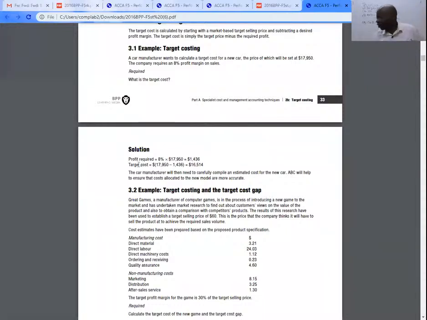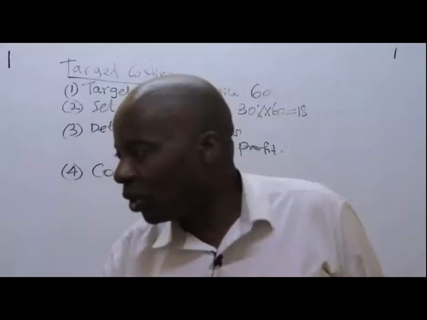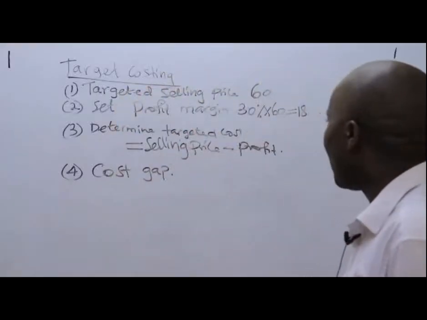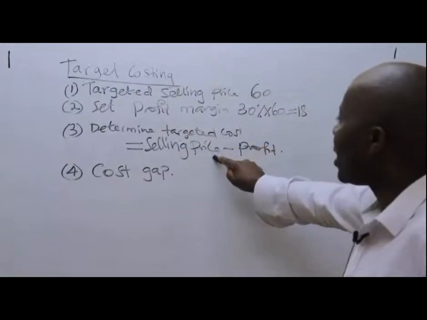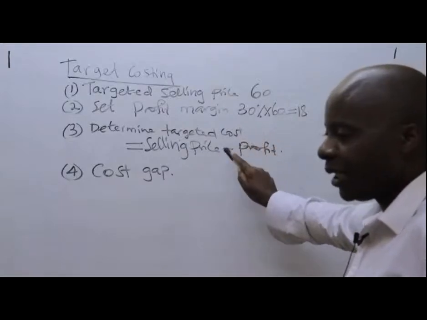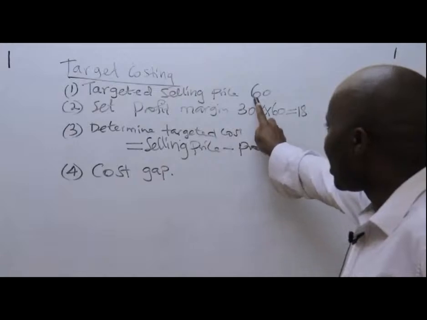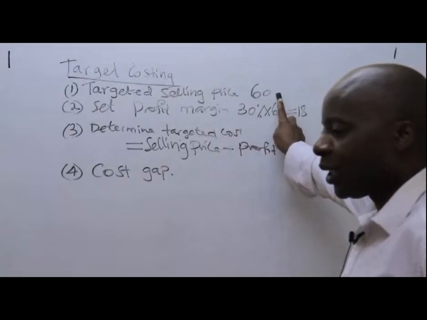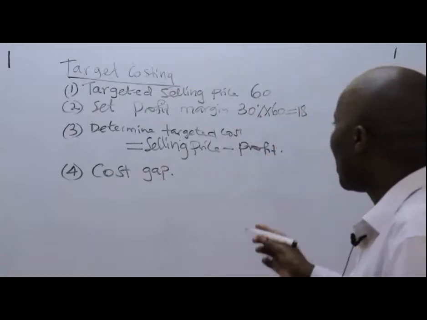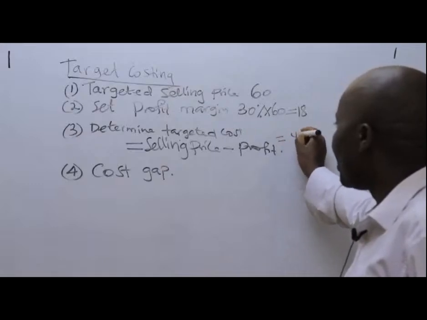Ladies and gentlemen, from there, I will come and determine the targeted cost. How do I get the targeted cost? We've just said here that to get the targeted cost, we normally take the selling price minus the profit. So I'll take 60 minus 18. So 60 minus 18, this gives me 42.